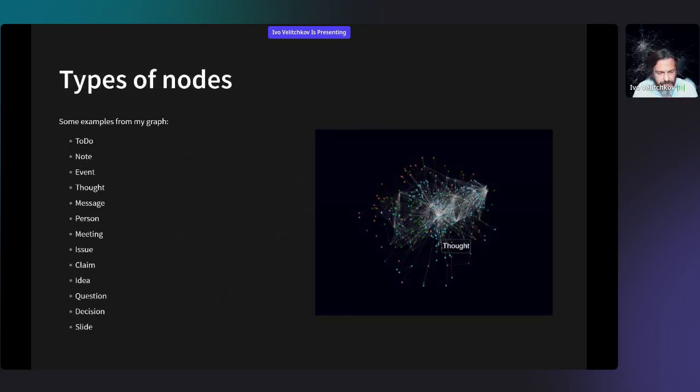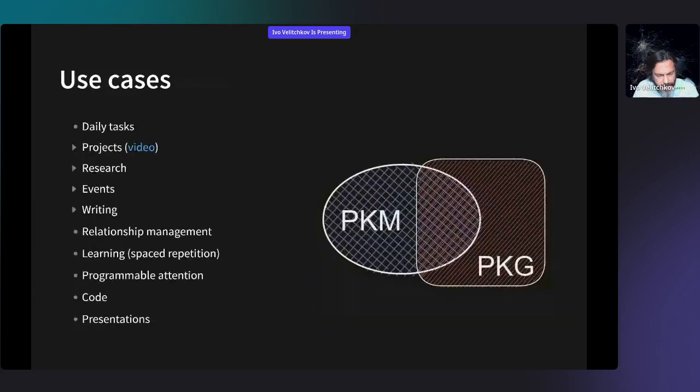In terms of types of nodes, it could be different for different users, of course, but I personally am using an ontology which has about 300 classes and about 100 properties at the moment. But here I listed the most prominent ones, the most used, at least for me. I don't know if that would be the case for everyone. These are the use cases that could be supported for daily tasks, for projects, for research.